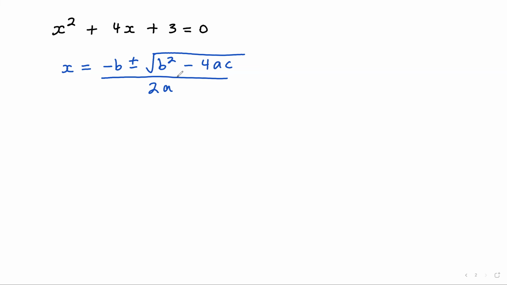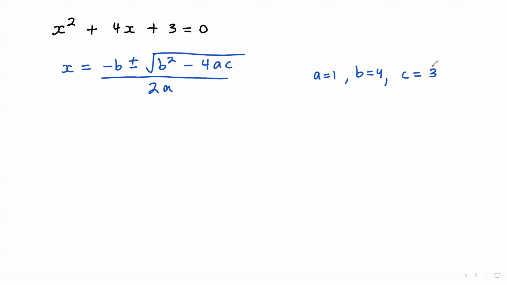Somebody tell me, what is a, b, and c in this equation? x squared plus 4x plus 3. What is a, b, and c? Ladies, a, b, and c in this quadratic, x squared plus 4x plus 3. Caitlin, tell me, what is a, b, and c, honey? A is 1. B is 4. C is 3.